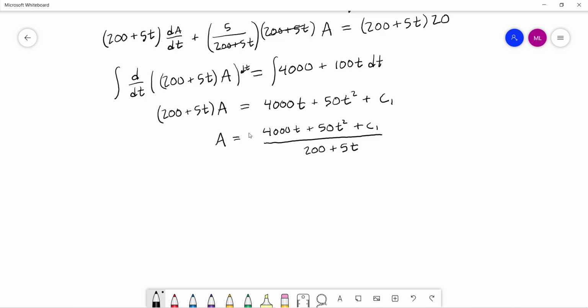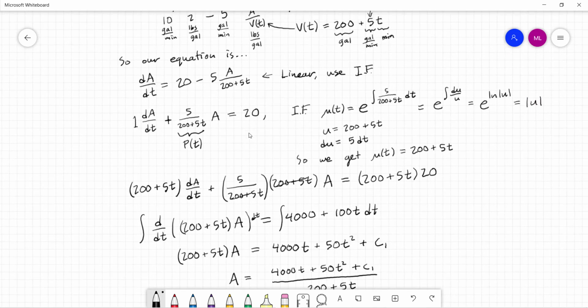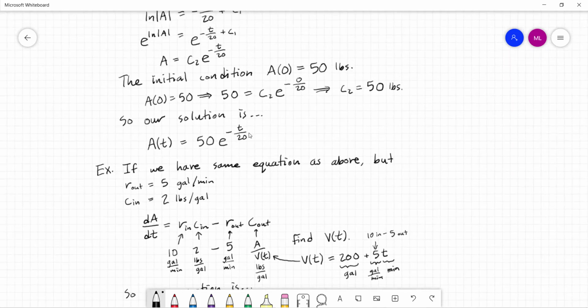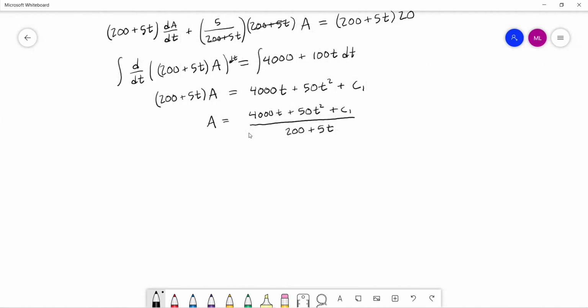And we'd plug in our initial condition, which was, I don't even remember at this point, I think 50 pounds? Yeah, A of 0 equals 50. So if we plug in A of 0 equals 50, what we would get is that 50 is equal to, plugging in 0 in place of all the t's, that term will go to 0, that term will go to 0, that term will go to 0, and we'll just be left with C1 over the 200.